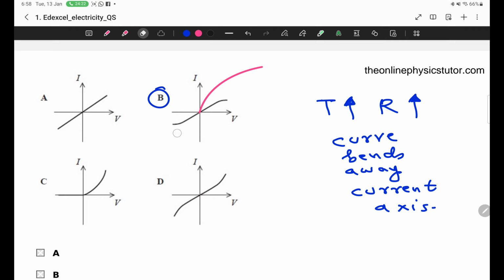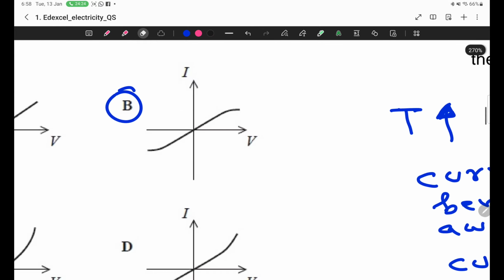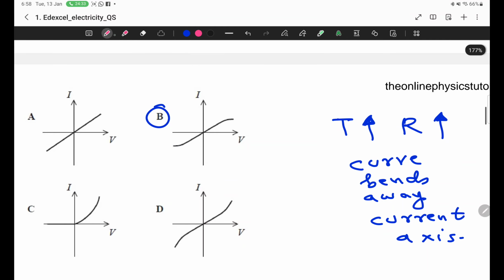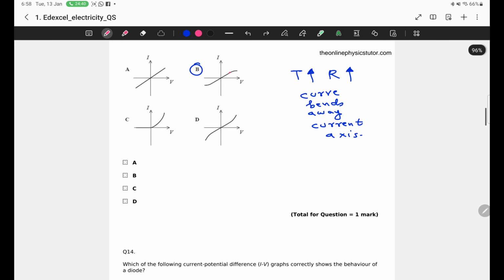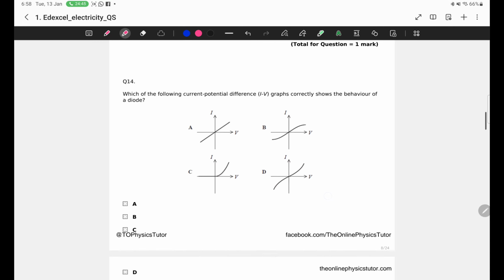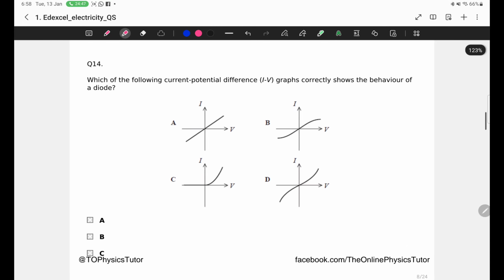Number two, when there is a very small current, then the temperature of the lamp does not increase. So it is not necessary that it starts to bend right from the beginning. It bends in the end, but bending away from the current axis. So your answer is right. Option B is the graph for filament lamp. And now Simra beta, which is the diode graph?